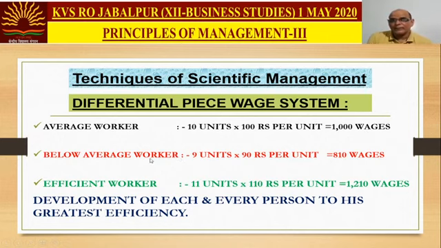But now we apply the differential piecewise system. There should not be a uniform piecewise system for all the workers. There should be a segregation between efficient, non-efficient and average workers. So a below-average worker, for example, is producing only 9 units. He will not be paid at the standard rate of rupees 100 per unit. Rather, he will be paid at a lesser rate. So he will be motivated to complete at least the daily standard, that is 10 units.